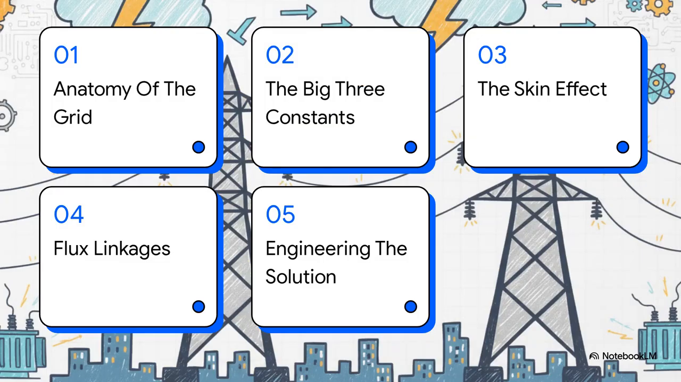So here is our roadmap for this explainer. First, we'll look at the anatomy of the grid. Then we'll map out the big three constants. After that, we'll tackle this quirky thing called the skin effect, zoom way in to look at flux linkages, and finally, we'll zoom back out to see how clever engineering solves it all.